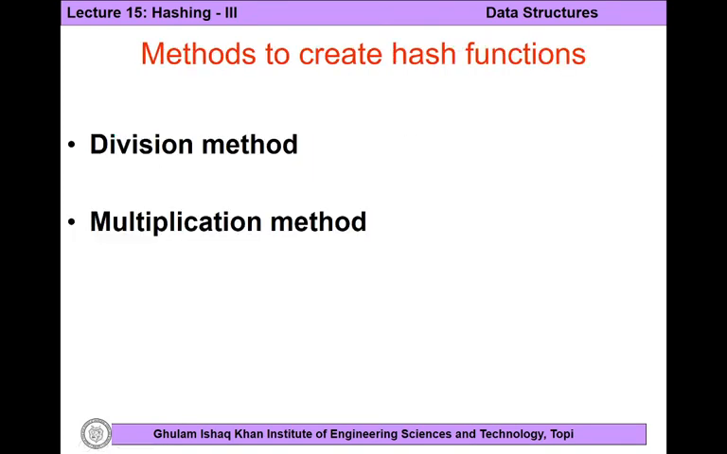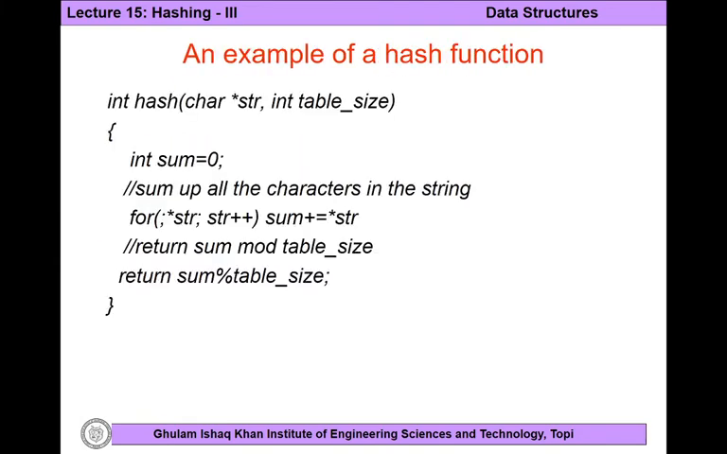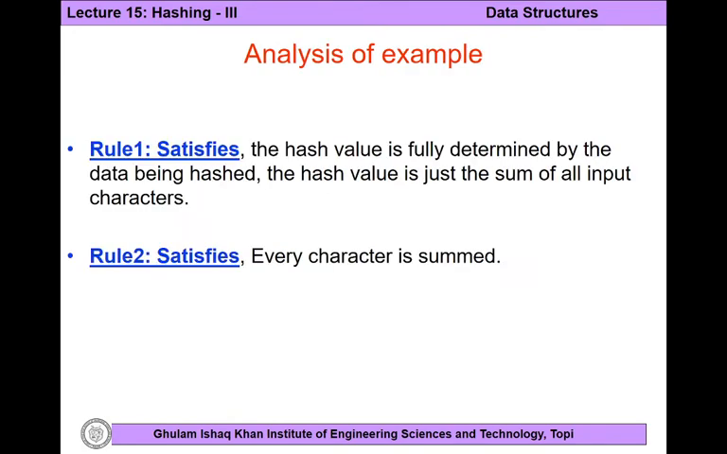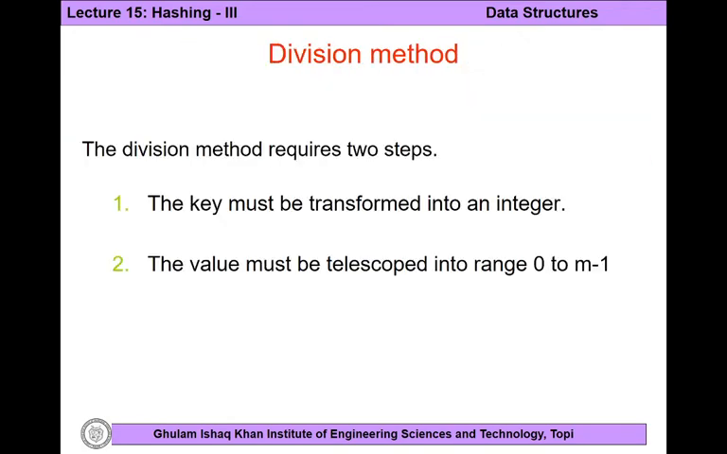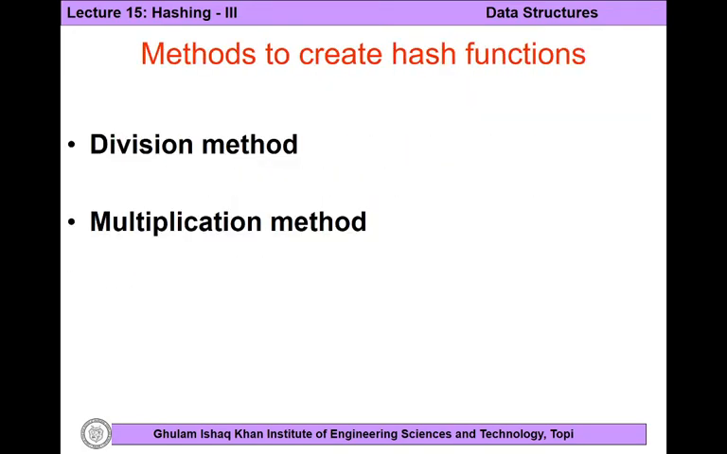Now in order to write hashing functions, there are 2 methods. Although you just saw this hash function here, generally there are 2 methods to write a good hash function. These are the division method and the multiplication method. Both have their advantages and disadvantages.